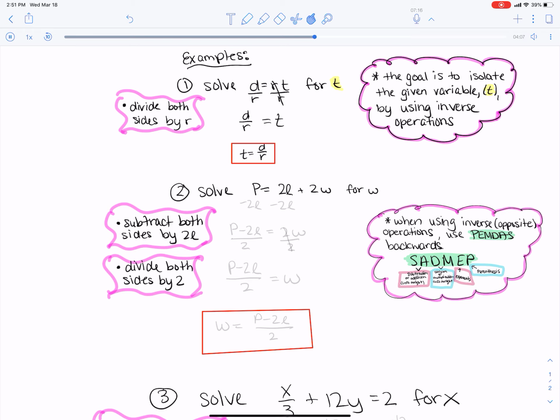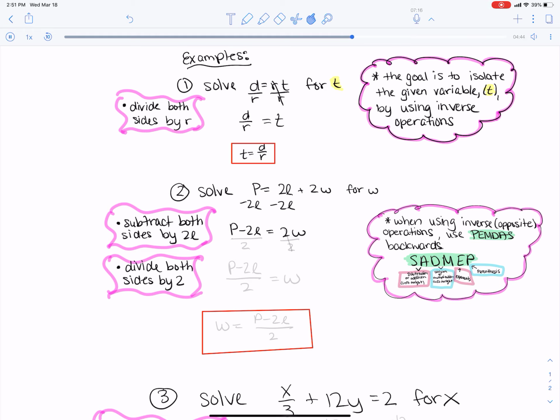All right, so now let's look back at our problem. I'm going to start with S or A, see if there's any subtraction or addition that I can do to try to isolate my variable. So yeah, the W is being multiplied by 2, but it's also being added to 2L. So I'm going to do the opposite of adding 2L, and I'm going to subtract. All right, so then we get P minus 2L on the left equals 2W.